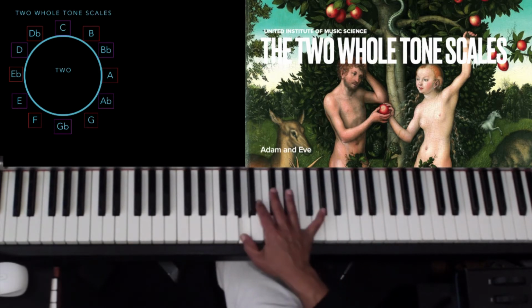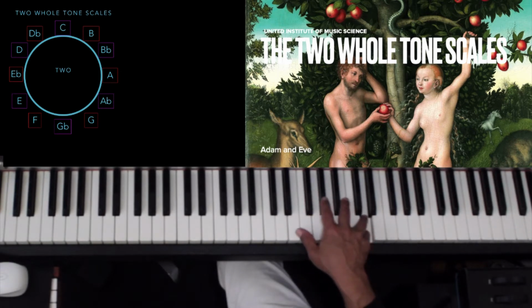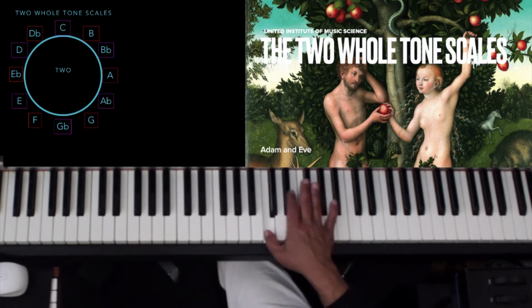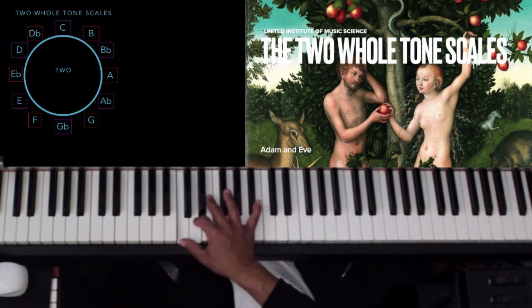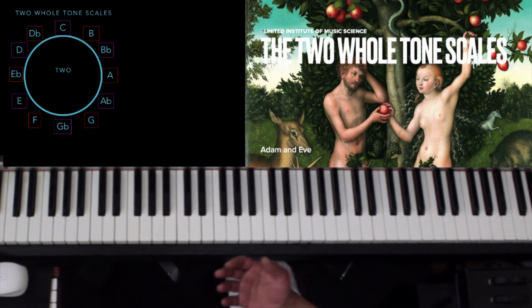And so if you build one off of A, it's 6 notes. And if you build one off E for Eve, that's the other 6 notes, right? So there's only two. You can see them. And so those are the two whole tone scales. Now, these are very useful as systems for improvisation, all right?